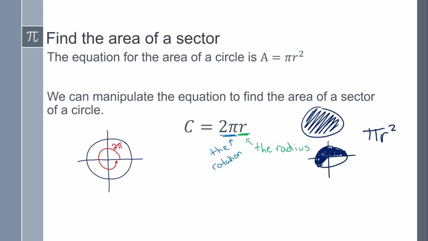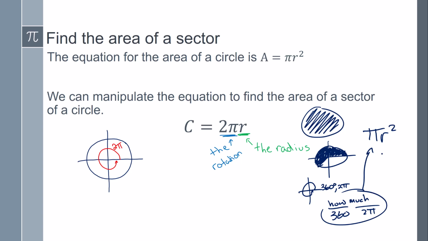Well, actually, all you need to do is just multiply by a ratio. And if we know that the entire circle, right, if we go around the entire circle, that's either 360 degrees or 2 pi. If we go all the way around it, we do how much over 360 or over 2 pi, depending on if it's in radians or if it's in degrees. That's it. And you just multiply that by your area.